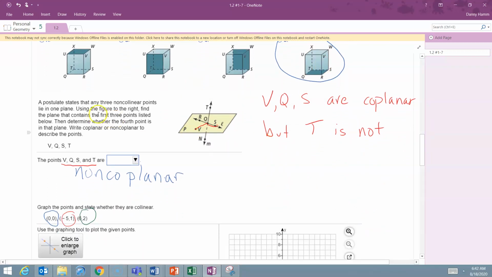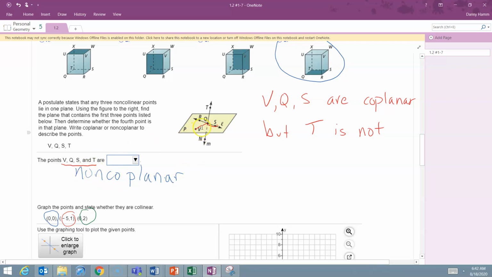And here we're identifying, taking any 3 points, and we're looking to see if we're including a 4th point, whether or not that is coplanar or non-coplanar. And so if we look here, if I connect V, Q, and S, those are indeed coplanar, that's fine. But if I were to go up to T, as you can see, I would have to change elevation. I would have to go up to T. It would have to be everything on this floor or this sheet of paper or however you want to describe that. So if I include T here, it would be non-coplanar.